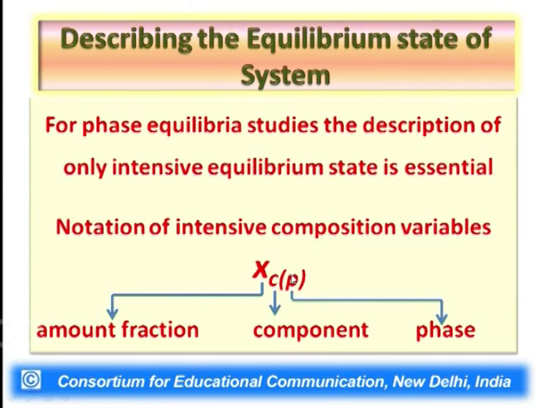If p is 1, it means x_1(1). It means amount fraction of component 1, if instead of c you have 1 here, and instead of p you have 1 here, it means amount fraction of component 1 in phase number 1. Suppose there are 1, 2, 3, 4, 5, 6 up to p phases, and suppose there are 1, 2, 3, 4, 5, 6 up to c independent constituents, which are called components. Then x_1(1) would mean that we are talking about amount fraction of component 1 in phase number 1.